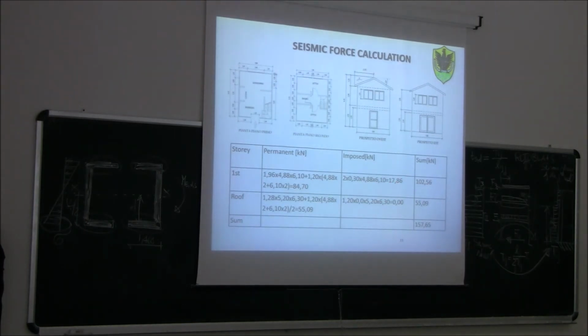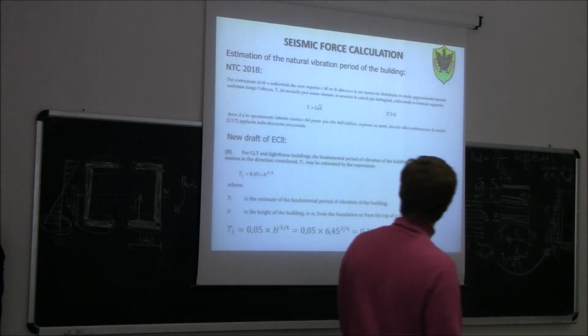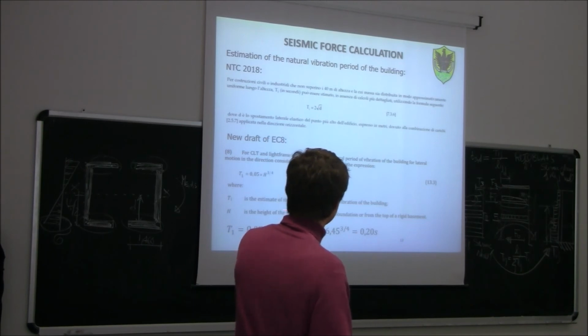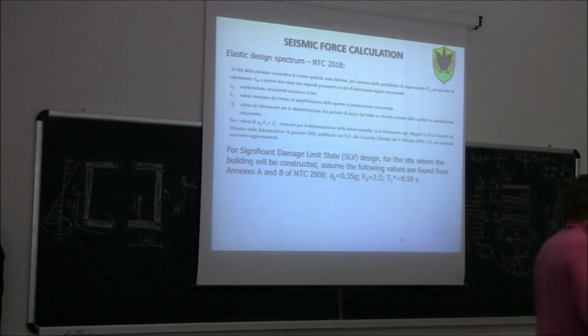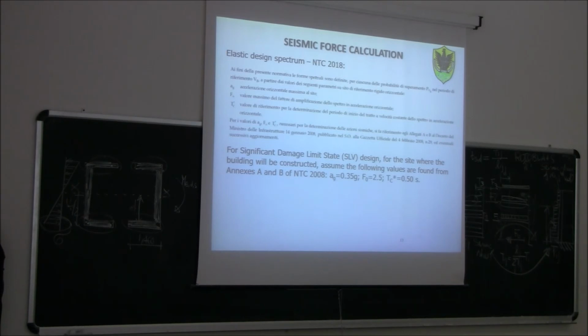The total is 102.56. Then we do the same calculation for the roof. The only difference for the roof is that the contribution of the lateral wall should be divided by 2. So in the end we get the total seismic weight of 157.65 kN. Same concept as the one that we saw yesterday for cross-lam walls. Estimation of the natural vibration period, exactly like yesterday, we just use this approximated formula: 0.2 seconds.